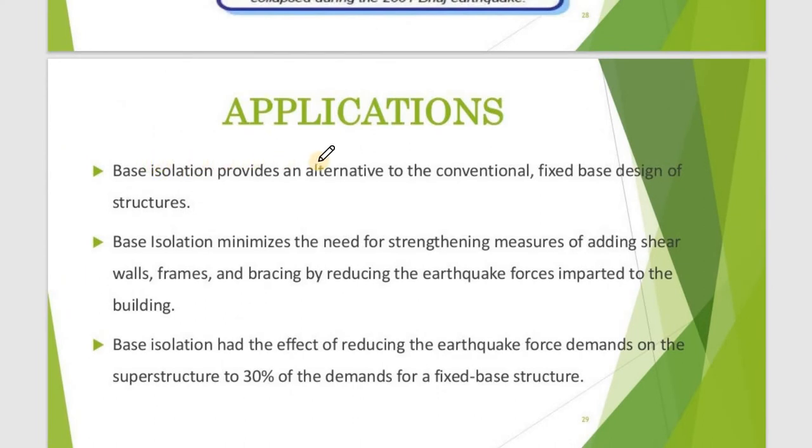The base isolation provides an alternative to the conventional fixed base. Base isolation minimizes the need for strengthening the structure by adding shear walls, frames, bracings, etc. Base isolation has the effect of reducing the earthquake.